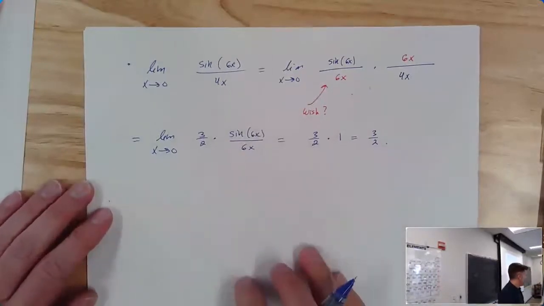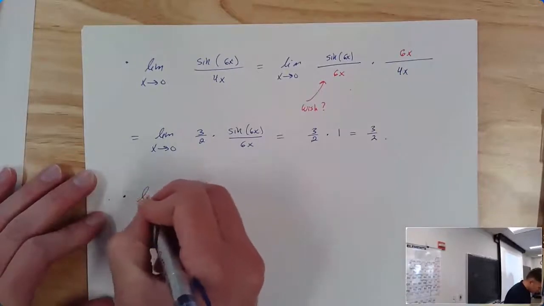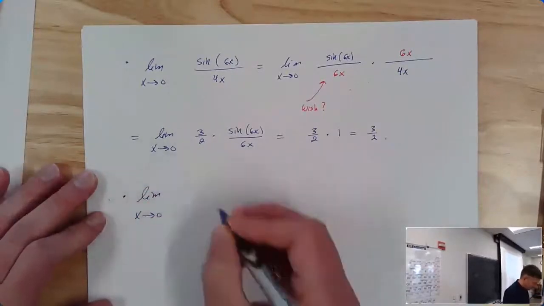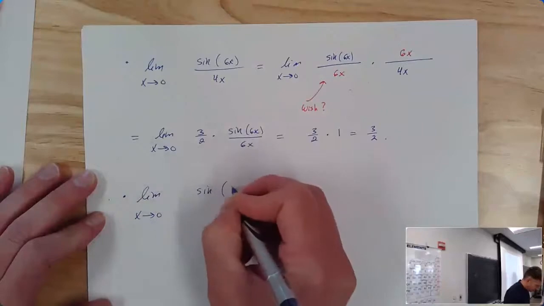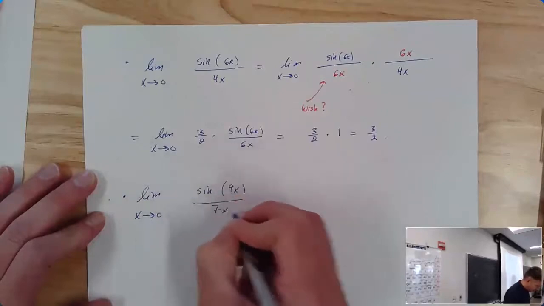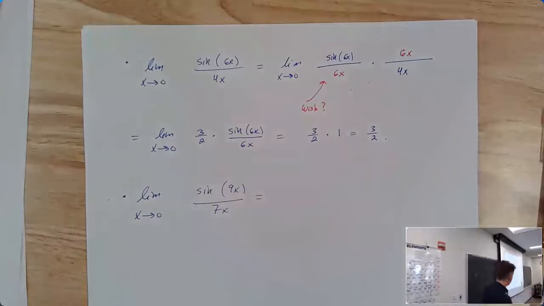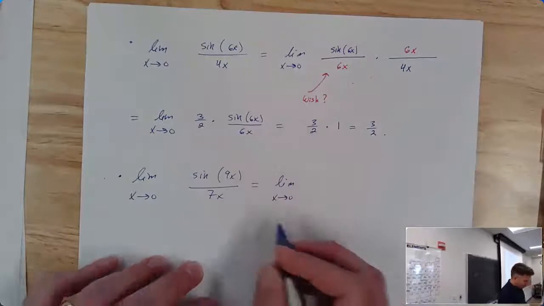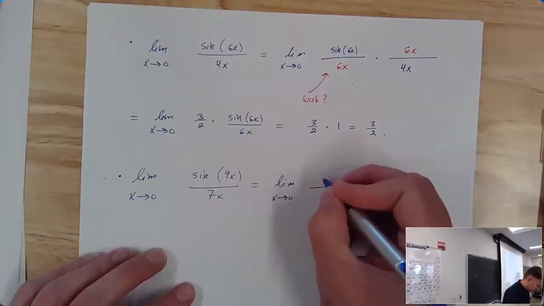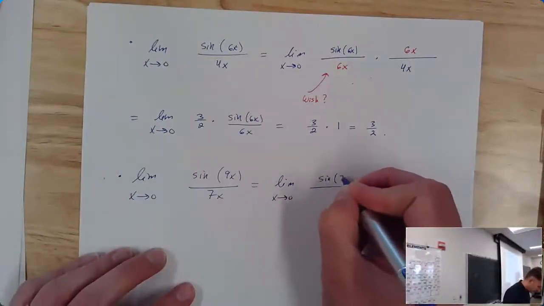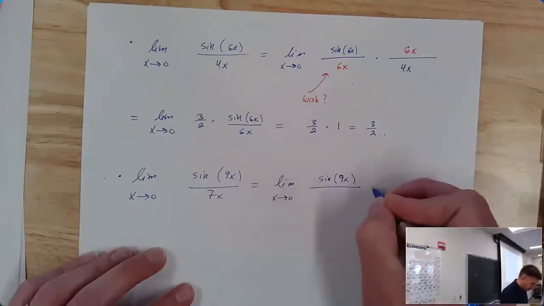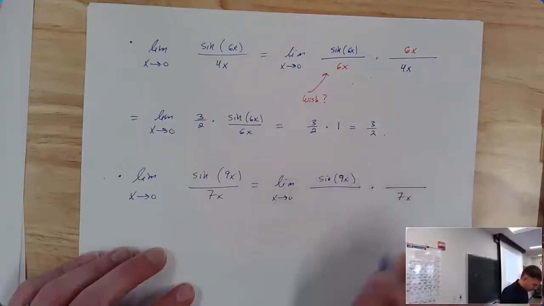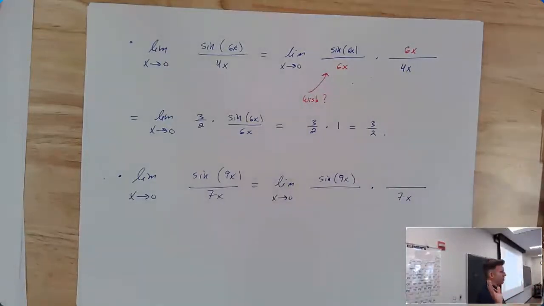Let's do another one. So I want to find the limit as x approaches 0 of sine of 9x over 7x. So what I really do is what I just did. I'm going to break this fraction up into 2 pieces of fractions. I've got sine of 9x over something, and I've got something over 7x. I haven't changed the fraction at all. I've written it in a really stupid way, but I haven't changed it. It's still sine of 9x divided by 7x.